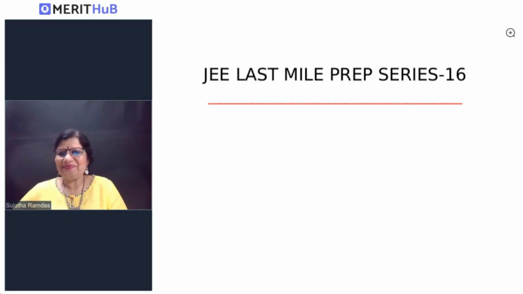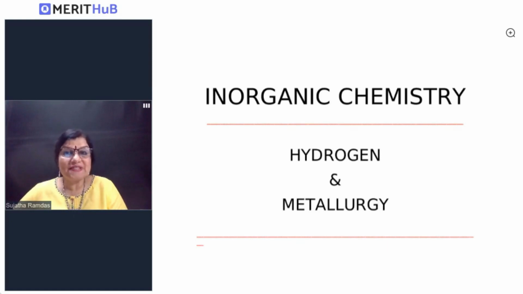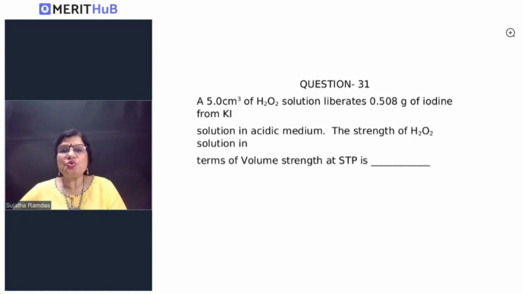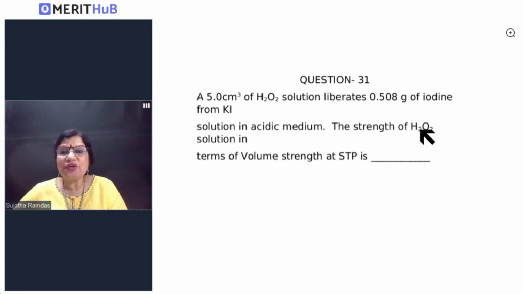Let's get started. We continue with inorganic chemistry. The questions are chosen from hydrogen and metallurgy, extraction of metals. All right. Let's first look into question number 31. A 5 cubic centimeter hydrogen peroxide solution liberates 0.508 grams of iodine from potassium iodide solution in acidic medium. Find the strength of hydrogen peroxide solution in terms of volume strength at STP.